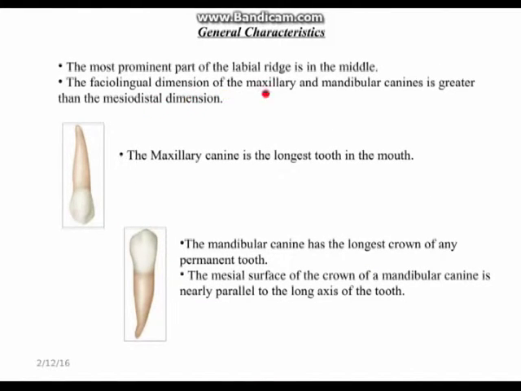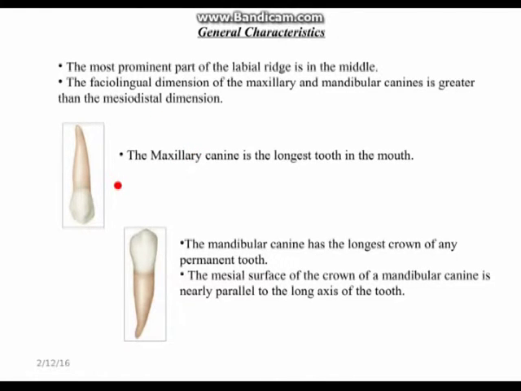The facial-lingual dimension of the maxillary and mandibular canines is greater than the mesodistal dimension. Okay, so this is another important one. This is part of why we can't see the cervical line when we look at it occlusally. So it's bulkier facial-lingually than mesodistally. Okay.